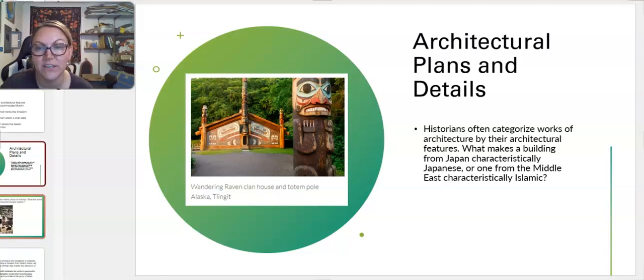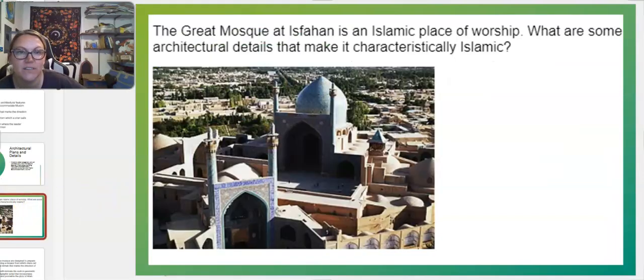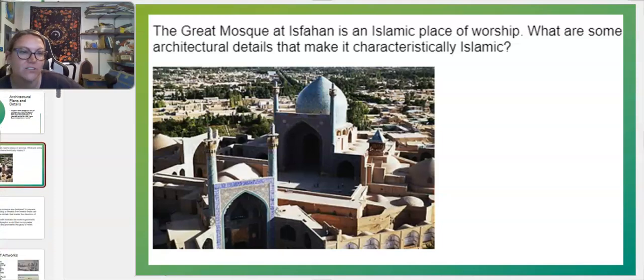Architectural plans and details. Historians often categorize works of architecture by their architectural features, which makes a building from Japan characteristically Japanese or one from the Middle East characteristically Islamic. What makes those buildings characteristically those kinds of buildings? Here is the Wandering Raven Clan House and Totem Pole in Alaska. The Great Mosque in Isfahan is an Islamic place of worship. What are some architectural details that make it characteristically Islamic?